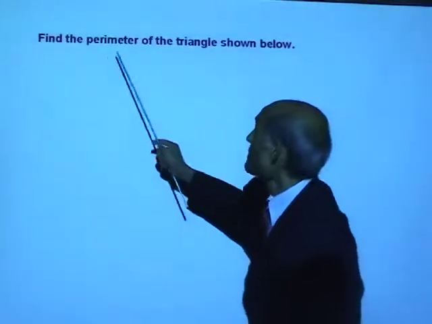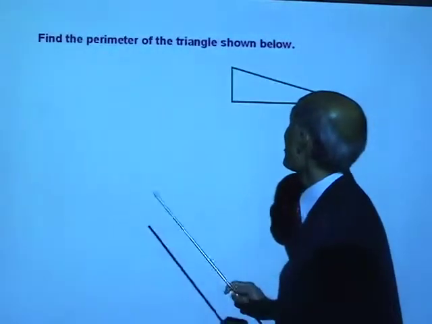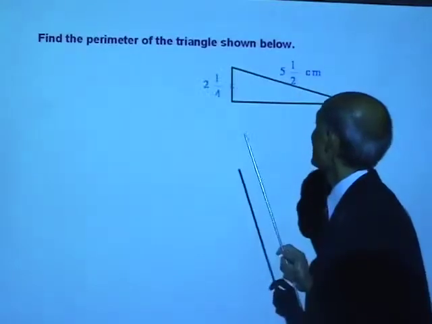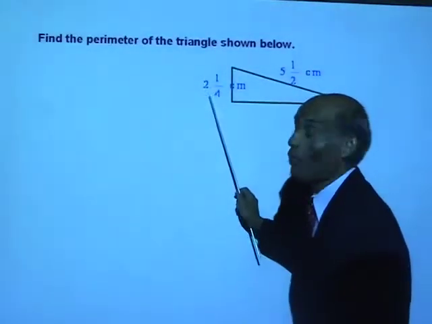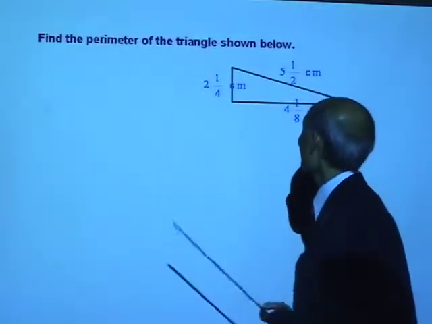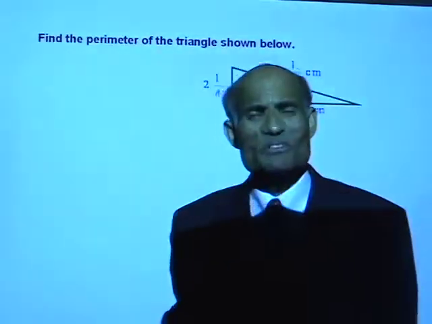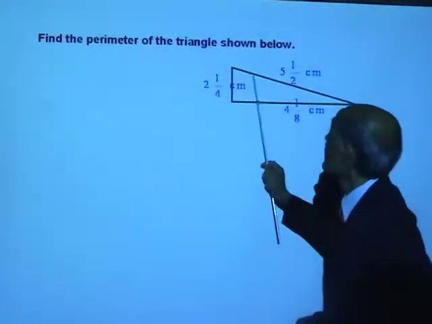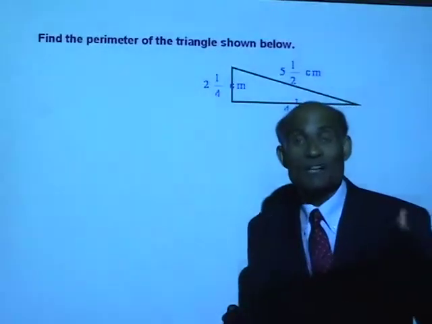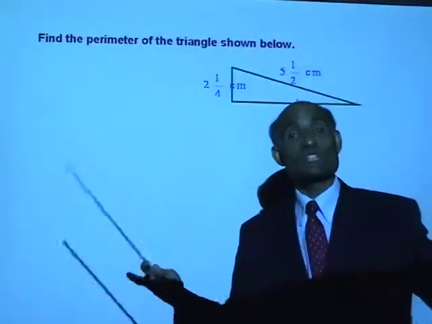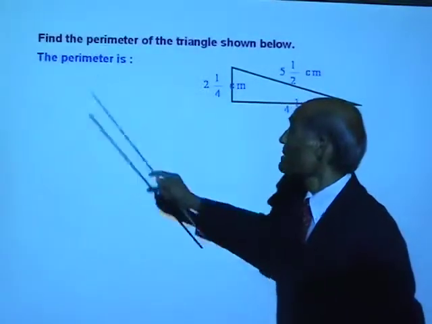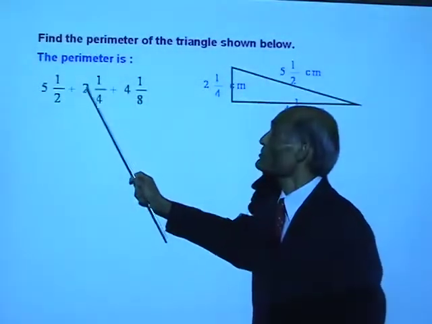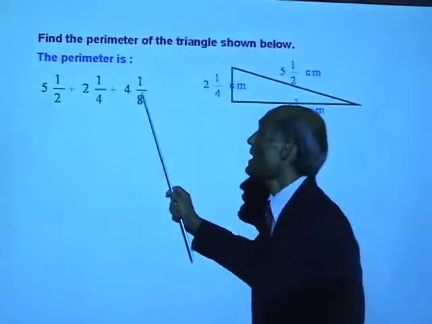Another problem. Find the perimeter of the triangle shown below. Here's a triangle. One side is 5 1/2 centimeter. The second side is 2 1/4 centimeter. The third side is 4 1/8 centimeter. What is the meaning of perimeter? Perimeter is the distance around. You see? So to get the perimeter, you simply add the lengths of the three sides. That's correct. The perimeter is the sum of the three sides, 5 1/2 plus 2 1/4 plus 4 1/8.